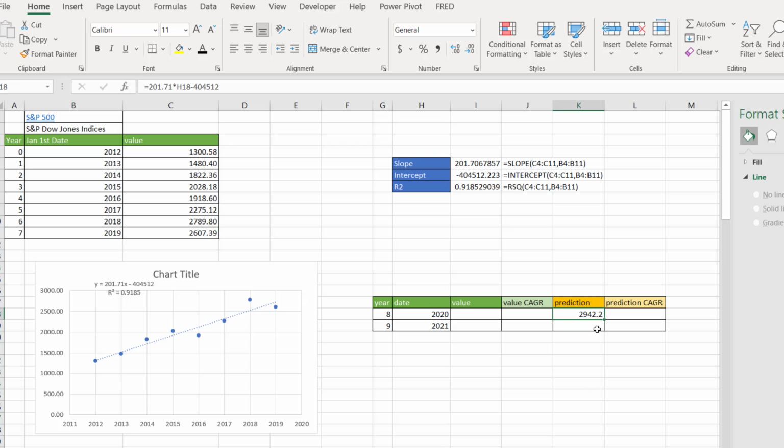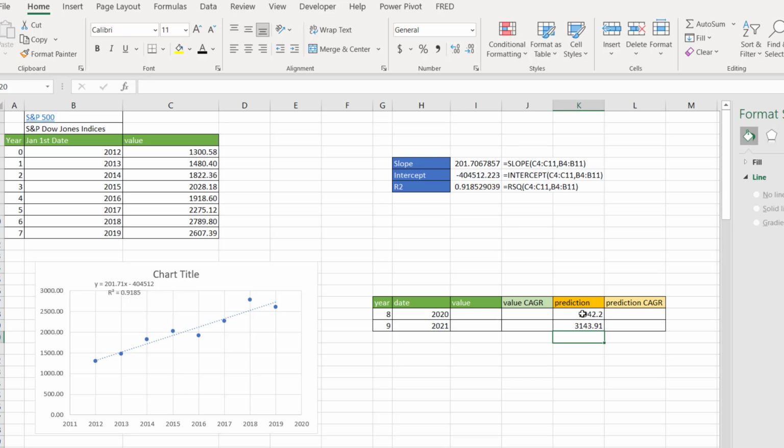And let's do the same for 2021. I just pull it down here, and it'll calculate that formula for 2021, that H19 right here. Press enter. So that's my predicted value of the stock market, the S&P 500 index, for January 1st, 2020 and January 1st, 2021. So in essence, there is your simple linear regression. That's how you can use your regression formula to predict your future values.